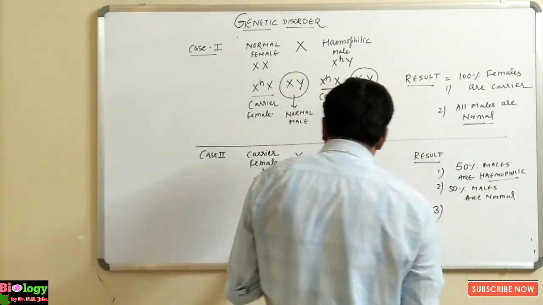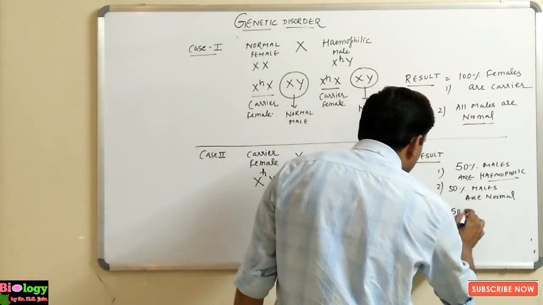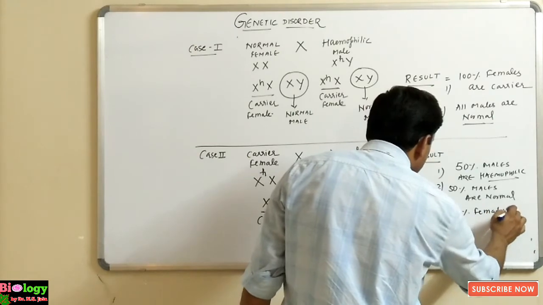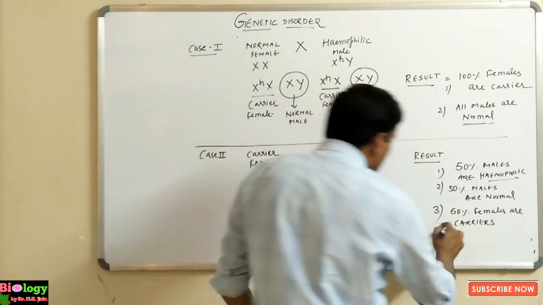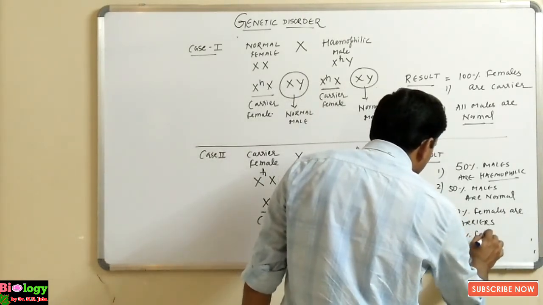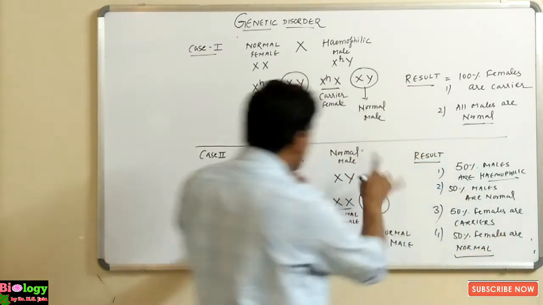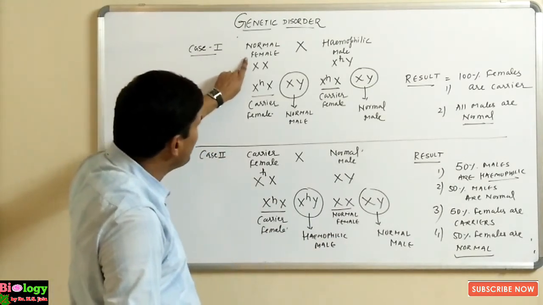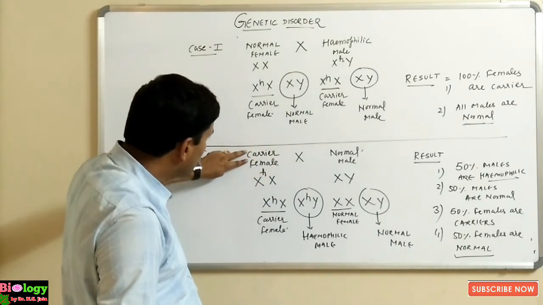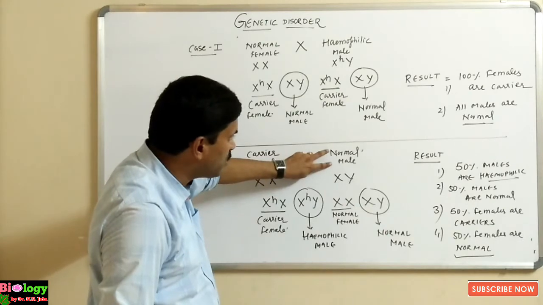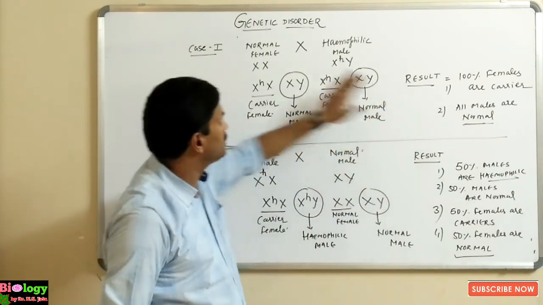Now coming to the third one, what about the females? Out of the total females, 50% females are, come on, carriers. 50% females are carriers. Okay, and the rest 50% females are normal. So this is the result of this type of cross. First cross I have made between a normal female and a hemophilic male. Now I have reversed the cross, I have taken a carrier female and I have crossed with a normal male. So the progenies are of this type. So this is the result of this cross and this is the result of this cross.